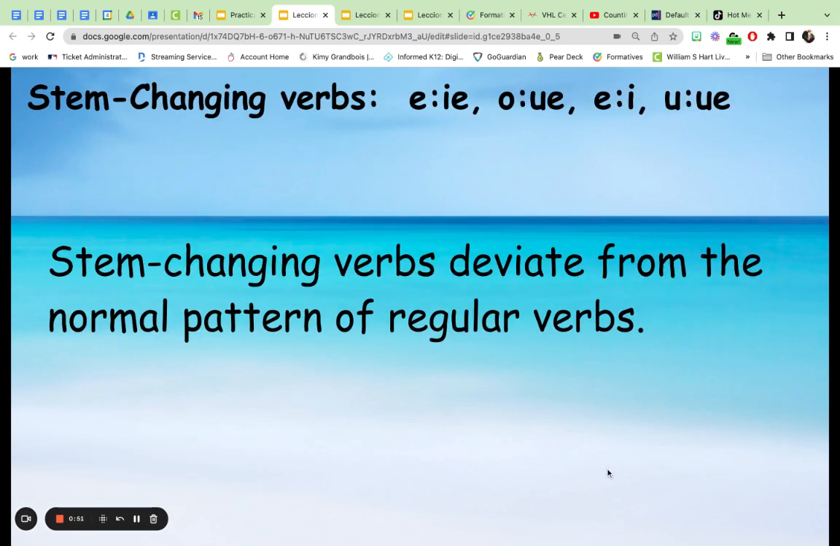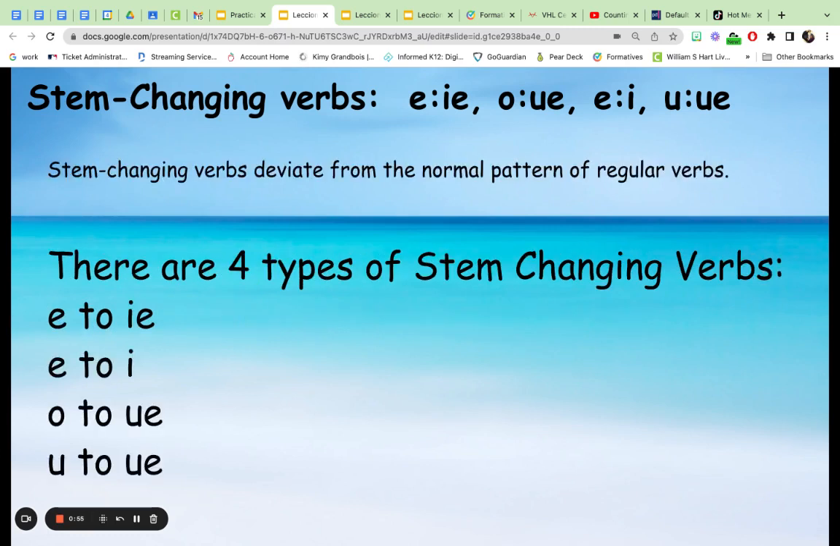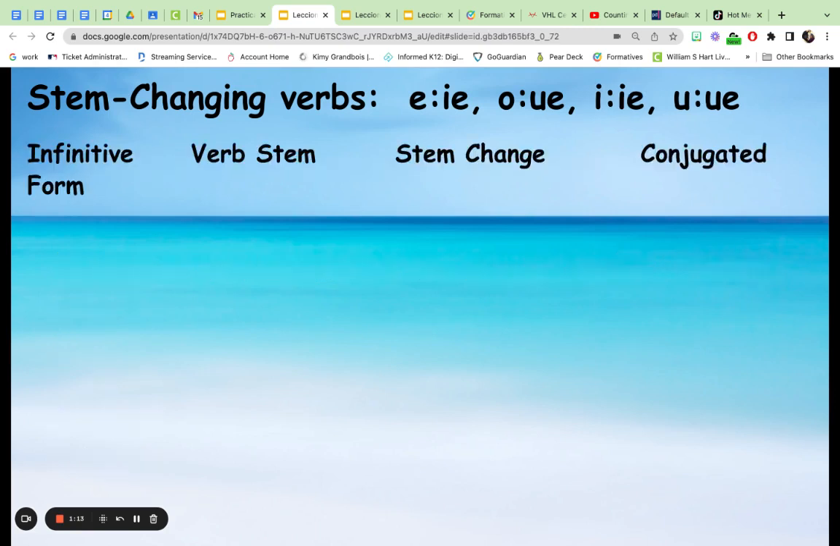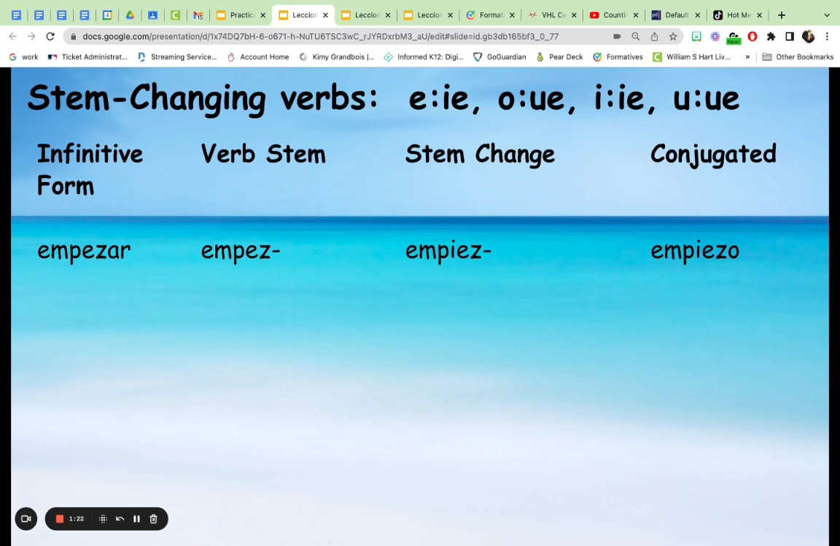Stem changing verbs deviate from the normal pattern of verbs. There are 4 types of stem changing verbs. There's E to IE. Now, mind you, this says stem, so it's the stem part that's going to change. The E to IE, E to I, O to UE, or the U to UE. We're going to take the infinitive form, the verb stem, change it, and then conjugate it.